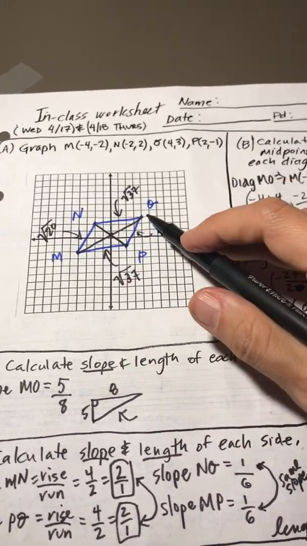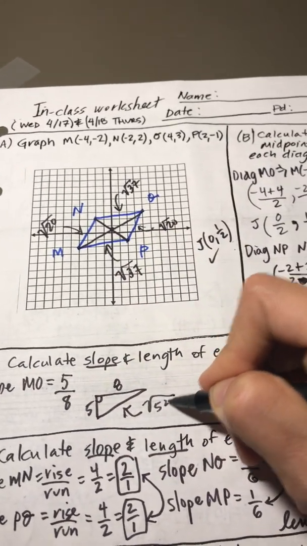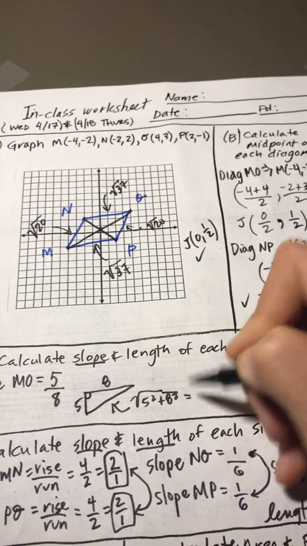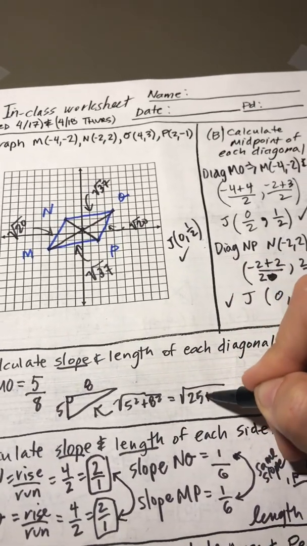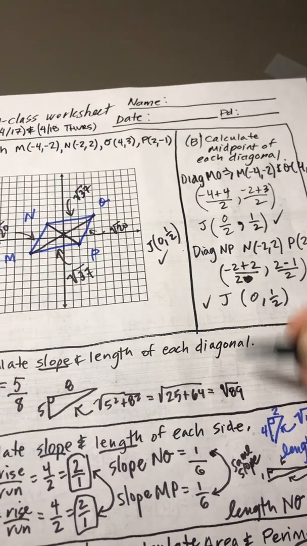So the length of my diagonal, MO, would be the square root of 5 squared plus 8 squared, and I need to remember to take the square root. Okay, so the square root of 89. Interesting.